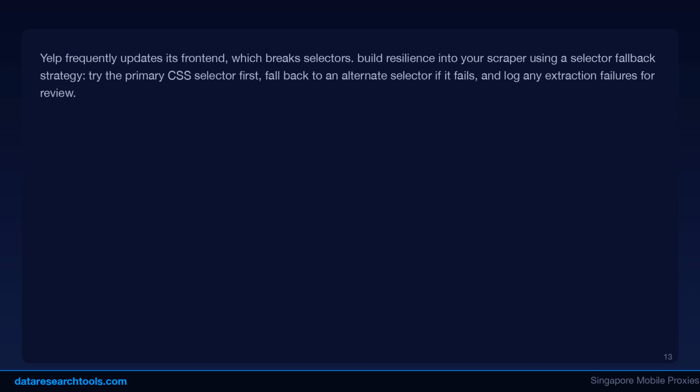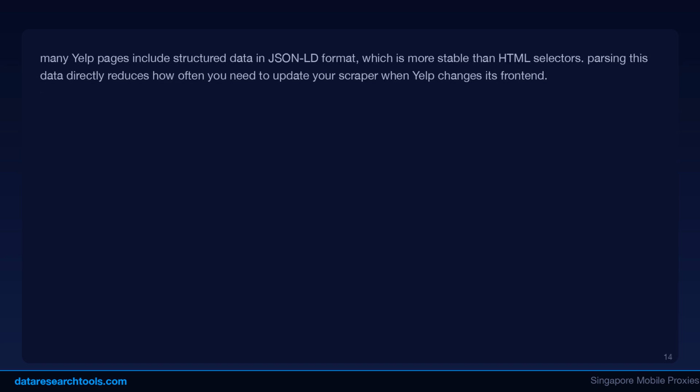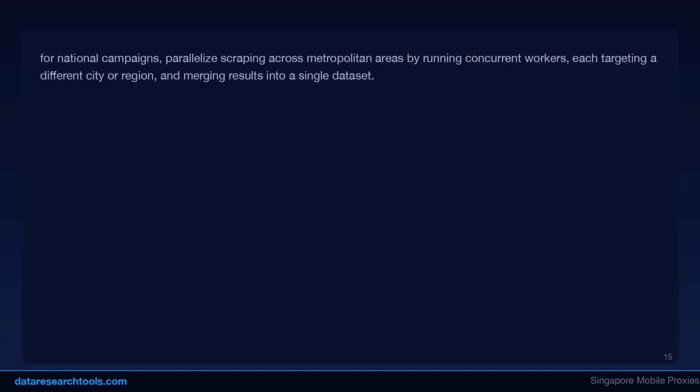Yelp frequently updates its frontend, which breaks selectors. Build resilience into your scraper using a selector fallback strategy. Try the primary CSS selector first, fall back to an alternate selector if it fails, and log any extraction failures for review. Many Yelp pages include structured data in JSON-LD format, which is more stable than HTML selectors. Parsing this data directly reduces how often you need to update your scraper when Yelp changes its front end.